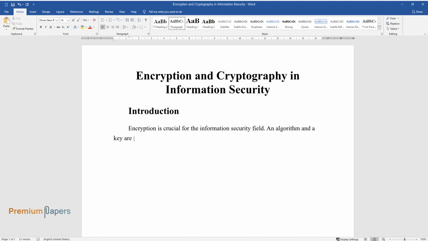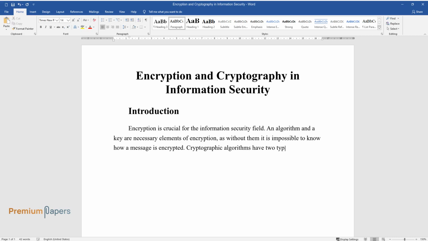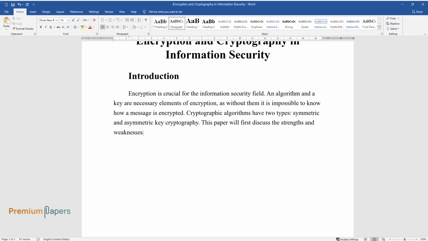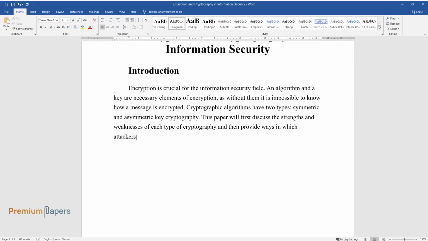An algorithm and a key are necessary elements of encryption, as without them it is impossible to know how a message is encrypted. Cryptographic algorithms have two types, symmetric and asymmetric key cryptography. This paper will first discuss the strengths and weaknesses of each type of cryptography and then provide ways in which attackers and criminals use encryption to pursue their goals.